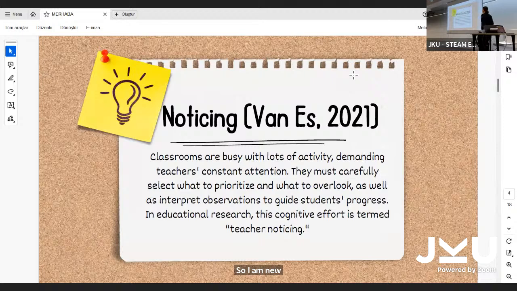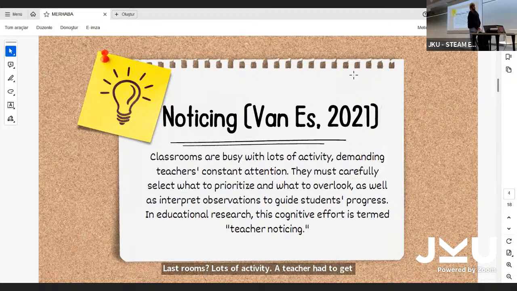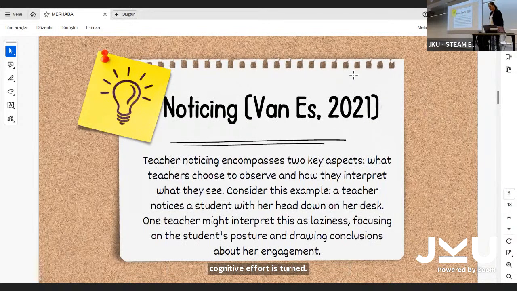What is noticing? Classrooms, we know, are busy, with lots of activity. Teachers have to get attention. They must carefully select what to prioritize and what to overlook, as well as interpret. And this cognitive effort is termed teacher noticing. Teacher noticing encompasses two aspects: what teachers choose to observe, and how they interpret what they see.